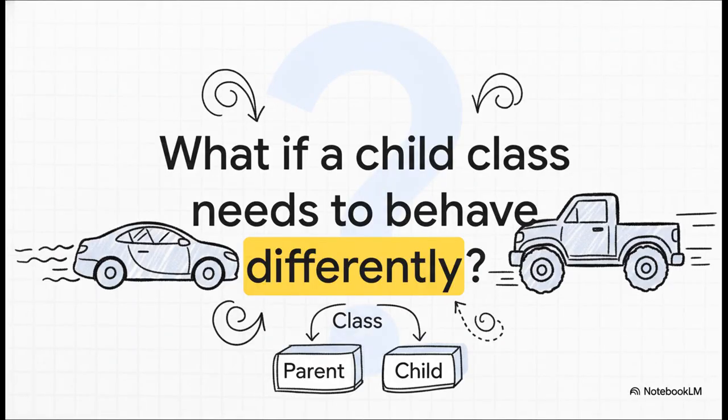So inheritance is fantastic for sharing behavior that's the same. But this leads to a really fascinating new question. What if a child class needs to do something that the parent does, but in its own unique way? I mean, a sports car and a giant truck both move, but they do it very, very differently, right? How do you handle that? Well, that, my friends, is a powerful concept called polymorphism, and it's a story for our next explainer.